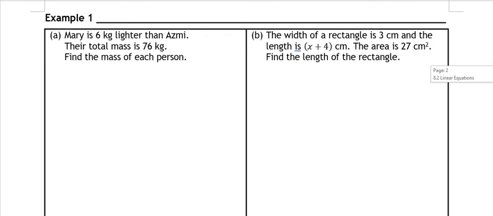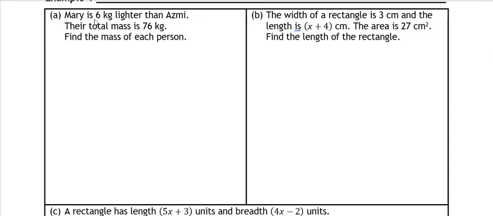Okay, right here. So example number 1a, Mary is 6 kilogram lighter than Azmi. Their total mass is 76 kilogram. Find the mass of each person. So let's start here. The crucial point of this one is their total mass, and also the information about Mary, which is 6 kilogram lighter than Azmi.